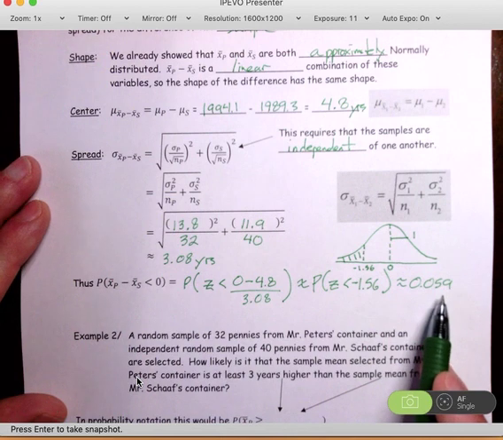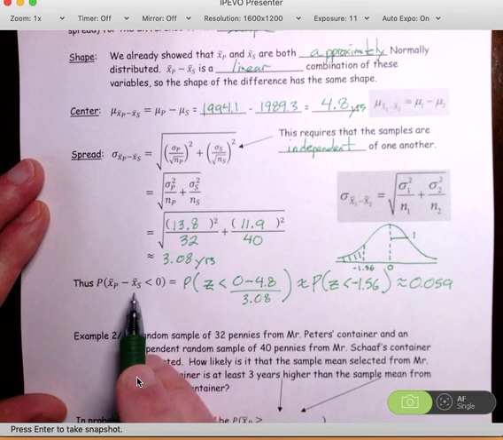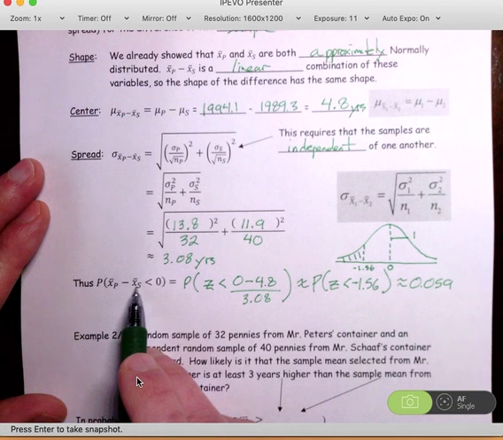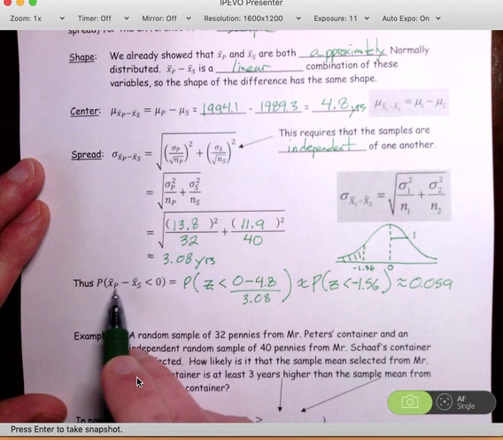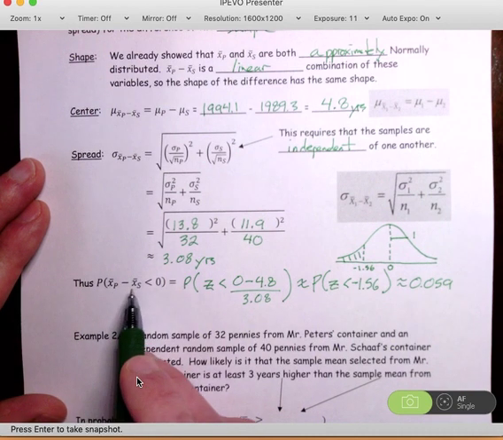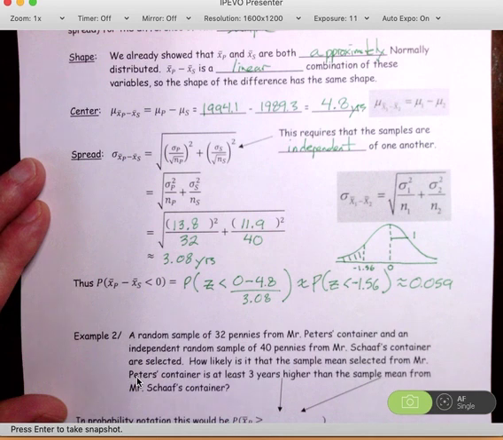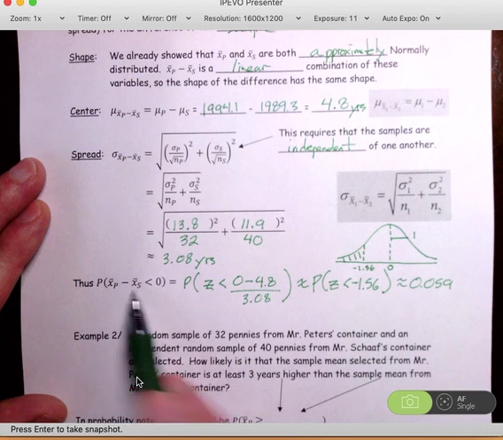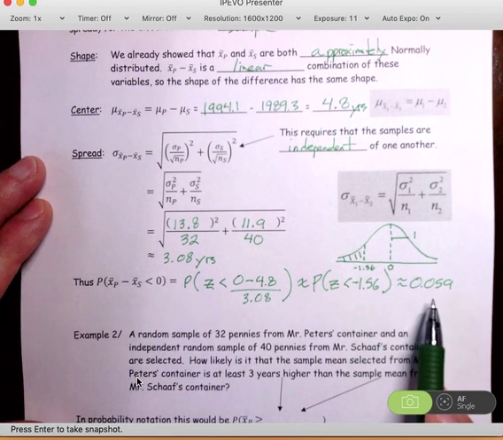So this isn't a particularly likely outcome, but think about it. The mean of my penny container is around 1989. The mean from Mr. Peters' penny container is larger, 1994. What we're asking here is how likely is it that when we take sample means, the difference is negative? Well, what that would mean is that the sample mean from my container is larger, even though the real population mean in my penny container is smaller. So this is not an outcome that should happen too frequently, and it doesn't.